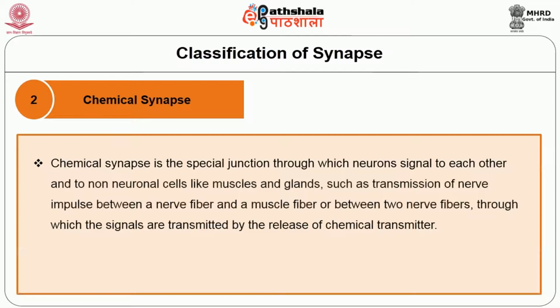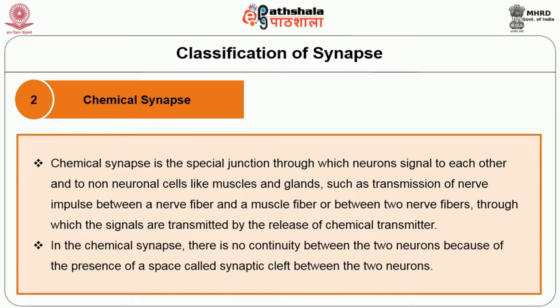Chemical synapse is a special junction through which the neurons signal to each other and to non-neuronal cells like muscles and glands, such as transmission of nerve impulse between a nerve fiber and a muscle fiber or between two nerve fibers, through which the signals are transmitted by the release of chemical transmitter.